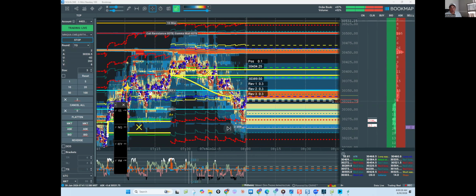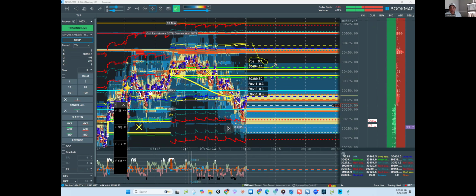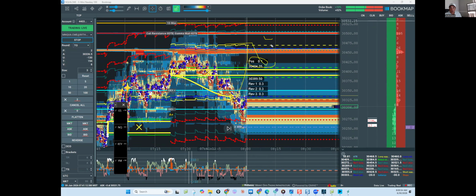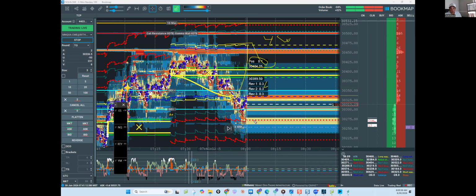Anyway, when I took the short, there's my entry, there's my stop, there's my position size. I know if I'm wrong on that short, I lose $400. Here's my position sizing. I might get another chance to put this on. I'm going to.